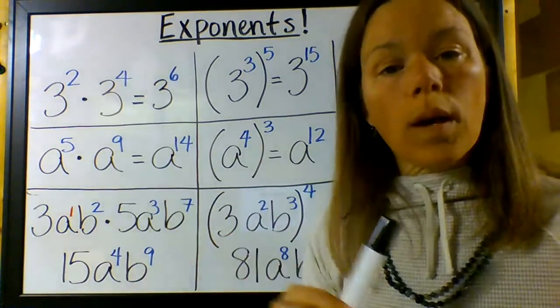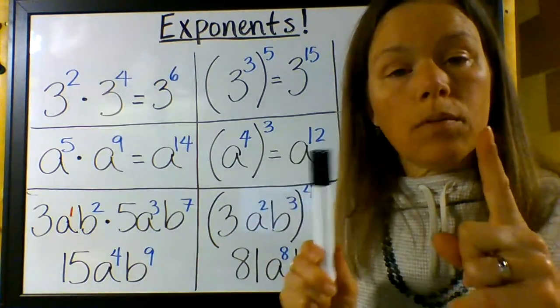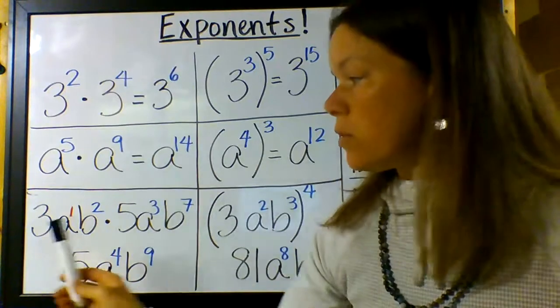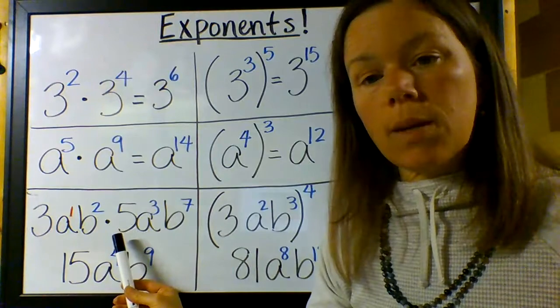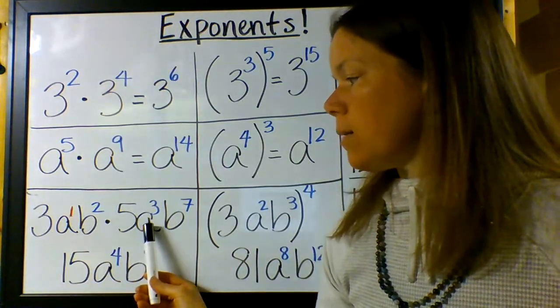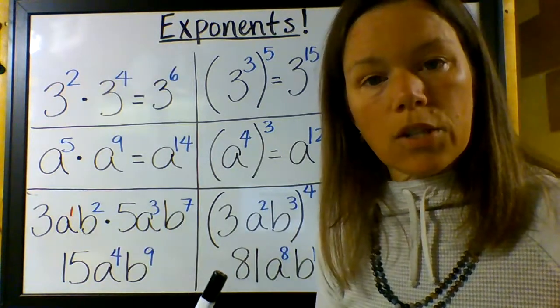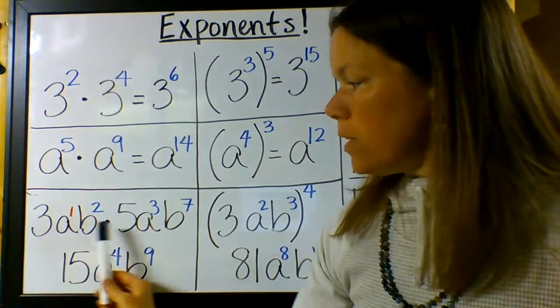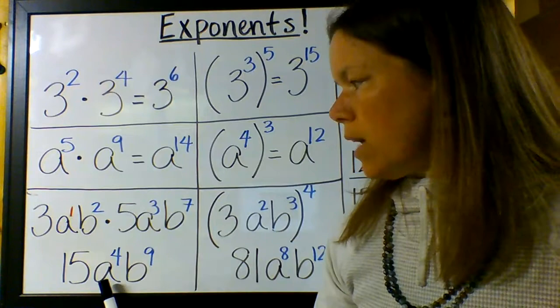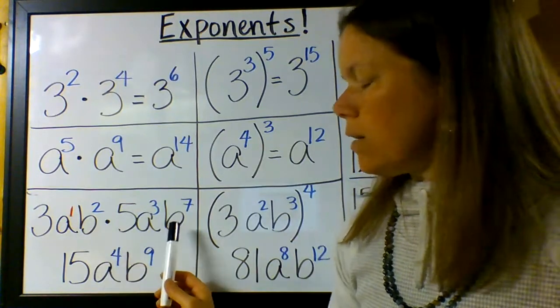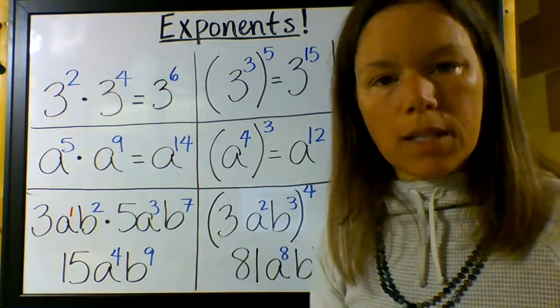So I'm going to go one by one, matching up what matches. So I'm going to take the numbers, 3 times 5. I'm going to multiply the numbers times each other, the a's times each other, and the b's times each other. So I've got 3 times 5 is 15. A to the 1st times a to the 3rd is a to the 4th. B squared times b to the 7th is b to the 9th.